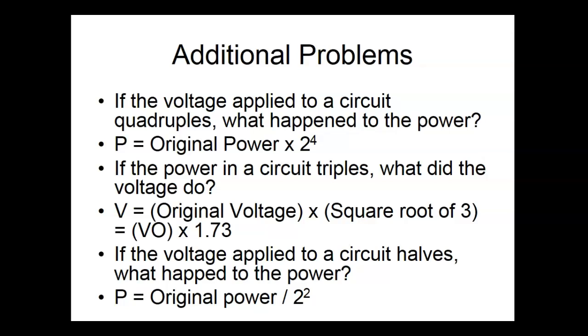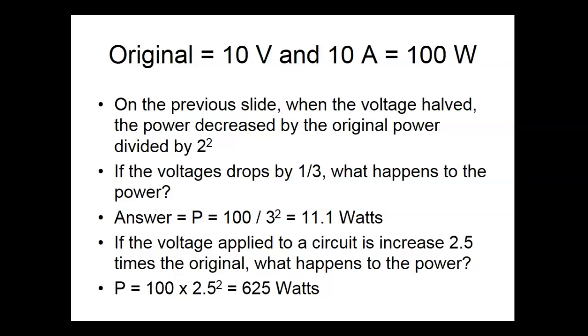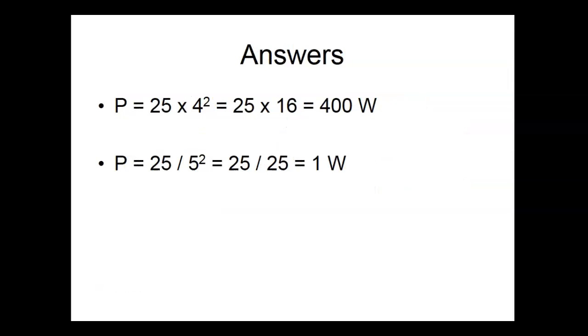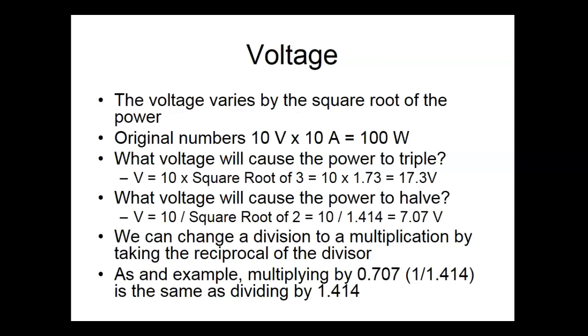What happens to power? It quadruples, right? This is a bunch of problems. Power varies with the square of the voltage. The original 10 volts, 100 watts. If the voltage is cut, we call the power to half, 0.707. We've already talked about that, right?